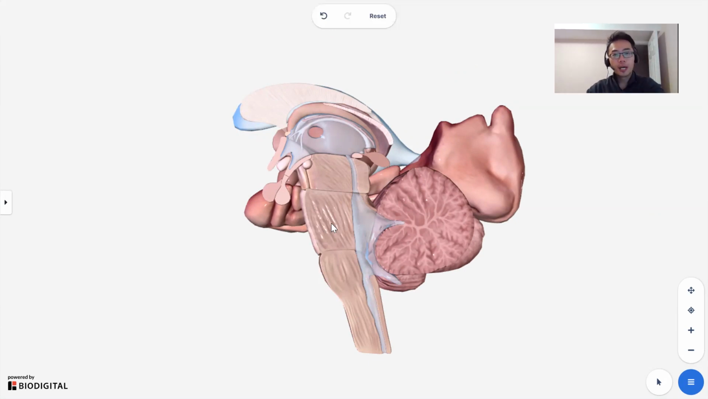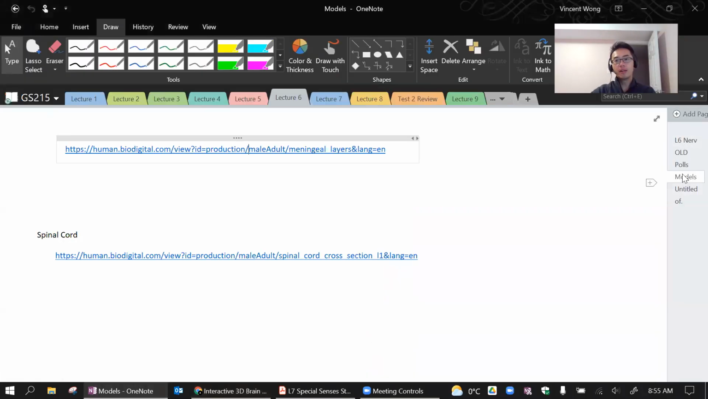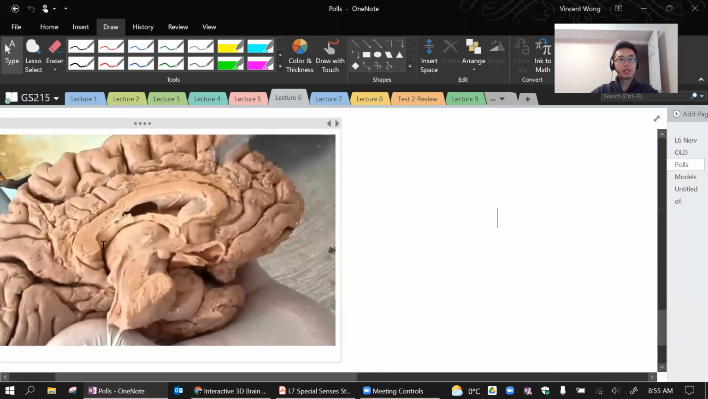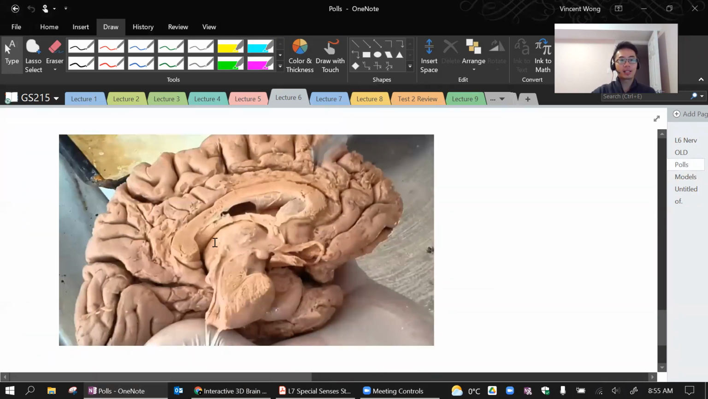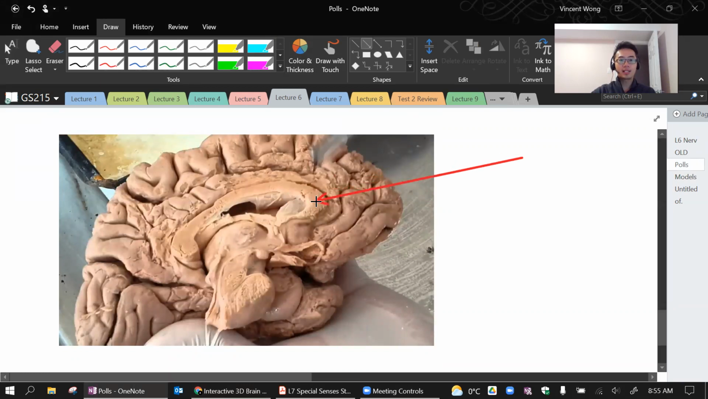If you are unfamiliar with this, you have to study a little bit for the test, because on the test, I will show you a brain, something like this, and then I will be pointing to it. I'll be like, what is that? And then you have to know. You have to be able to choose the correct answer.